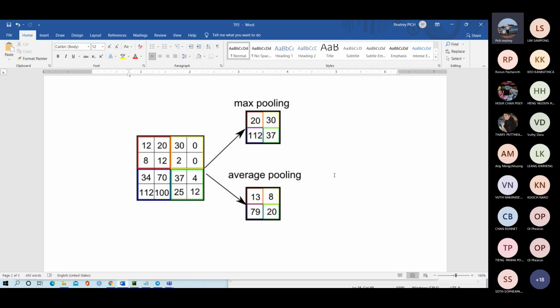As you see in this picture, when I try to divide the original 4 by 4 matrix of values using just a 2 by 2 pooling technique, if you use a maximum pooling technique, we pick up the max value among the selected matrix to put only one value. For example, the first 2 by 2 matrix has 12, 20, 8, and 12. So the maximum value is 20, so we select the value of 20.